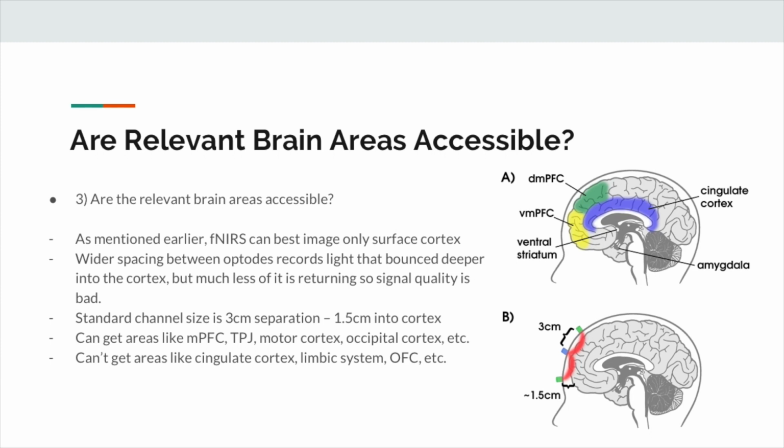The standard channel size is again 3 centimeters, so that's about 1.5 centimeters penetration into the cortex, and the activation you care about is going to have to be in that kind of surface level of the cortex. It can get areas like medial prefrontal cortex, TPJ, motor cortex, occipital cortex, things like that, but you can't get areas like cingulate, limbic system, orbital frontal, anything that's more than a couple centimeters below the surface of the head where you can actually affix an optode.